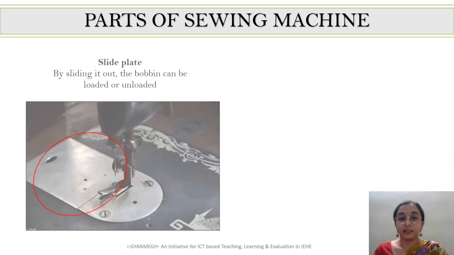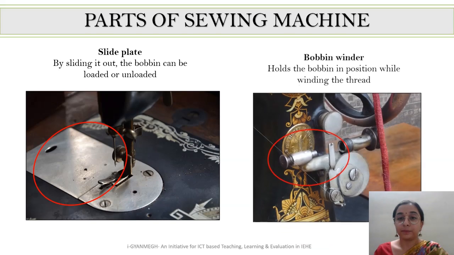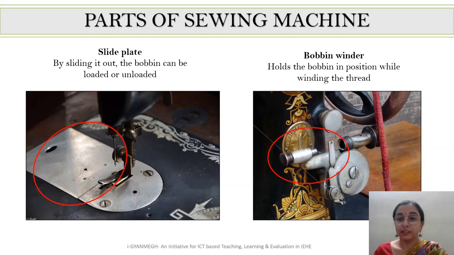The next part is the side plate. So this side plate, we can slide it out and the bobbin can be loaded or unloaded under it. Next is the bobbin winder. As the name suggests, the bobbin winder holds the bobbin in position while winding the thread.